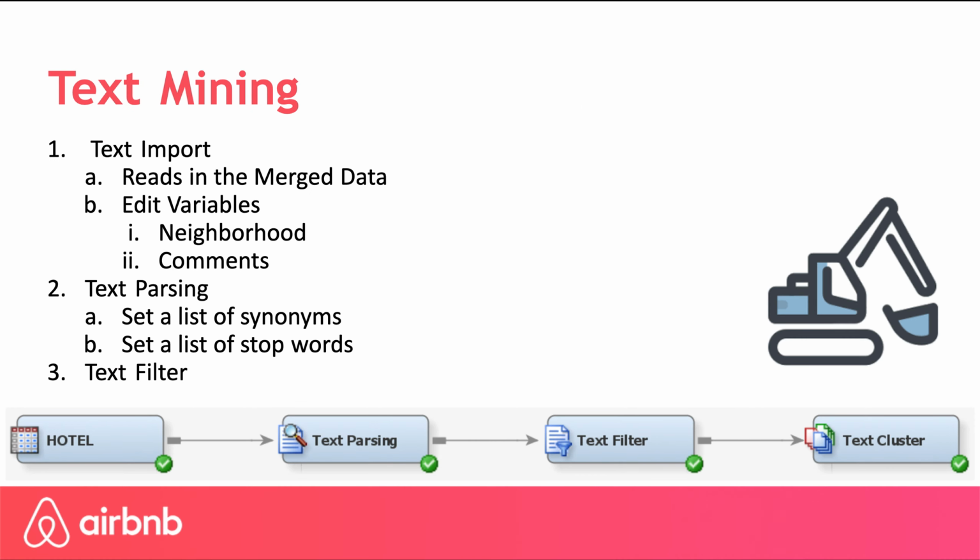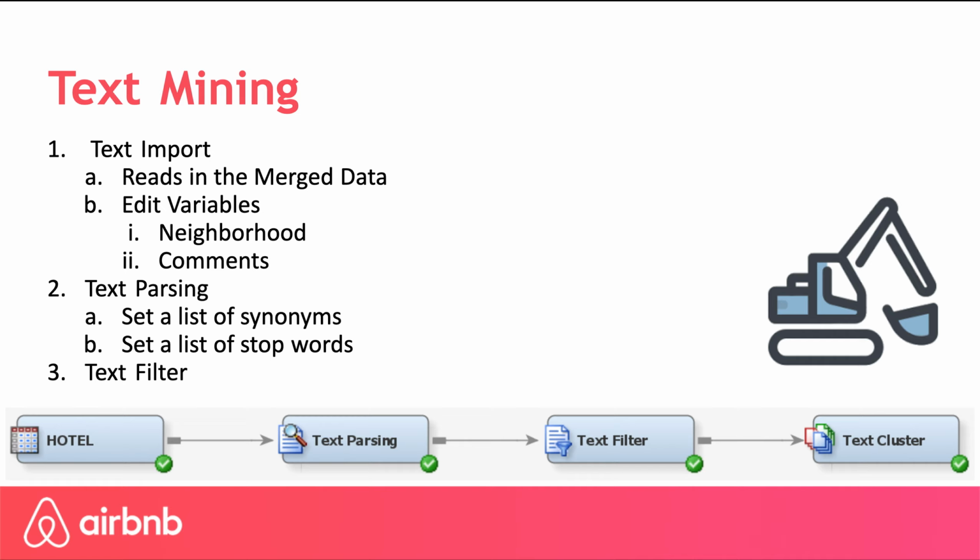So this is our text mining part. As you can see in the diagram below, we're using 4 nodes in Text Miner and Enterprise Miner. The first one is that we import our data, and next we do text parsing, and then we do text filter, and finally we get to the text cluster to see our results.